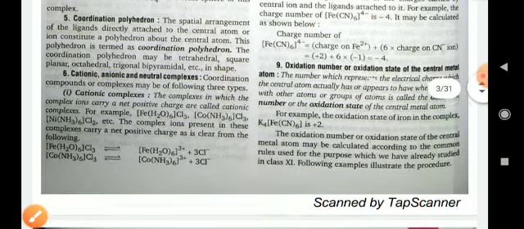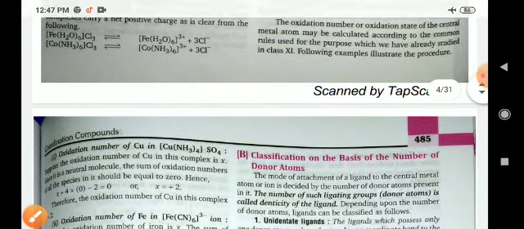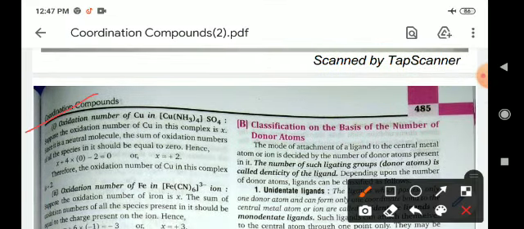Now oxidation number or oxidation state of the central atom. How will you calculate the oxidation number of the central atom? For example, in this complex compound iron, Fe, is the central atom. So what will be the oxidation state at this Fe, meaning what will be the charge present on it, and how will you calculate it? For example, the oxidation number of copper in [Cu(NH3)4]SO4. So we have to calculate the oxidation number of copper.